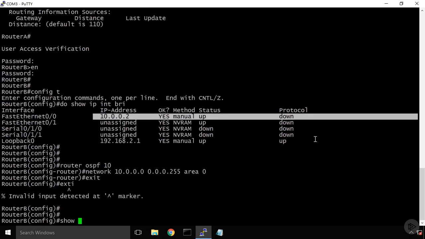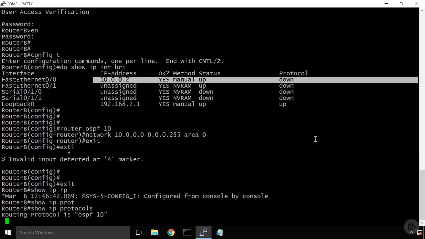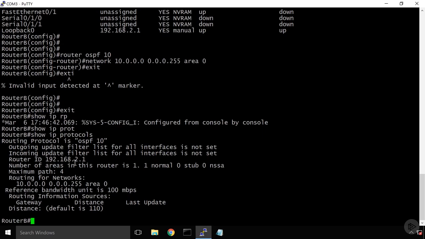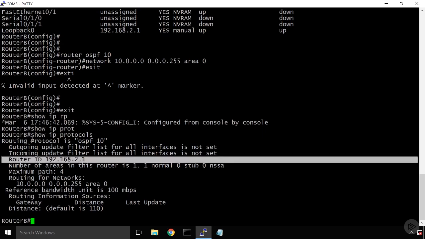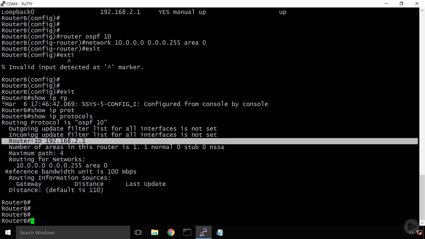Once again, if I do show IP protocols now, we'll see that my router ID here is 192.168.2.1. So router A was 192.168.10.1, B is 2.1. Right now it looks like router A is going to be elected our designated router. B would be the backup designated router. Let's go over to router C and do the same thing.